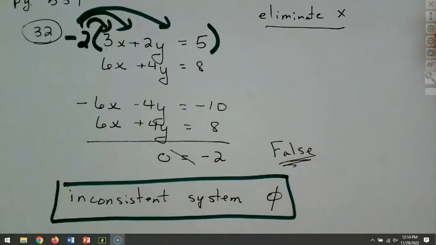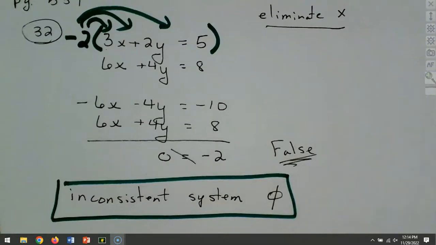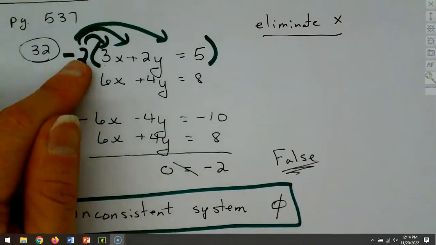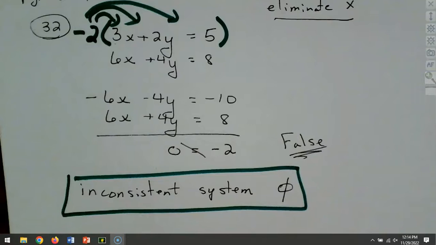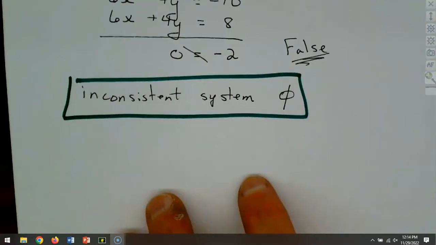Now, what do I mean by an inconsistent system? If we think about it as lines, normally what happens? Lines cross at an x like this, right? Now, how can you get the lines never cross? They're parallel, right? Parallel lines never cross. That's what these are. These have the same slope. These are parallel lines. And parallel lines never cross, so that's why it has no solution. And it's called inconsistent.